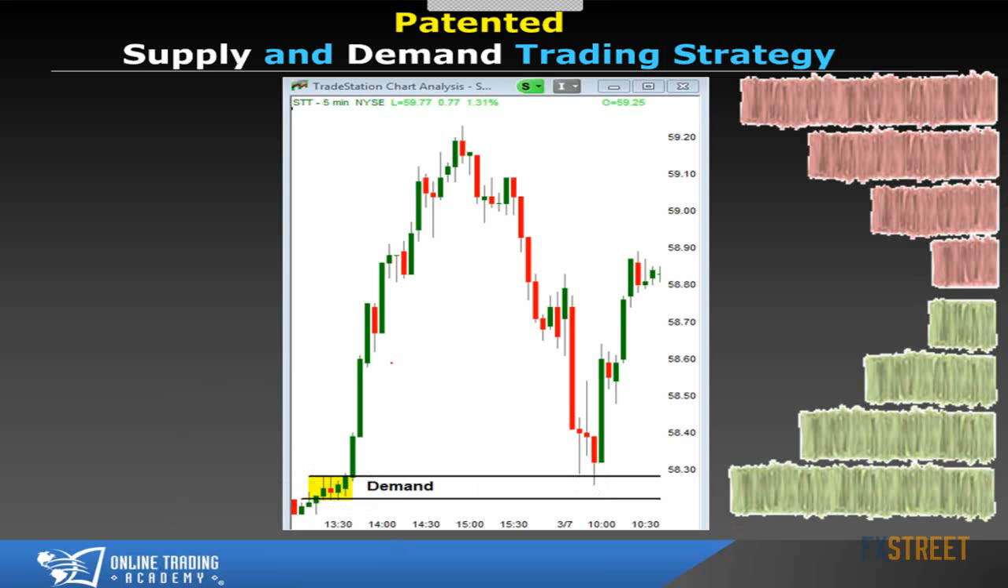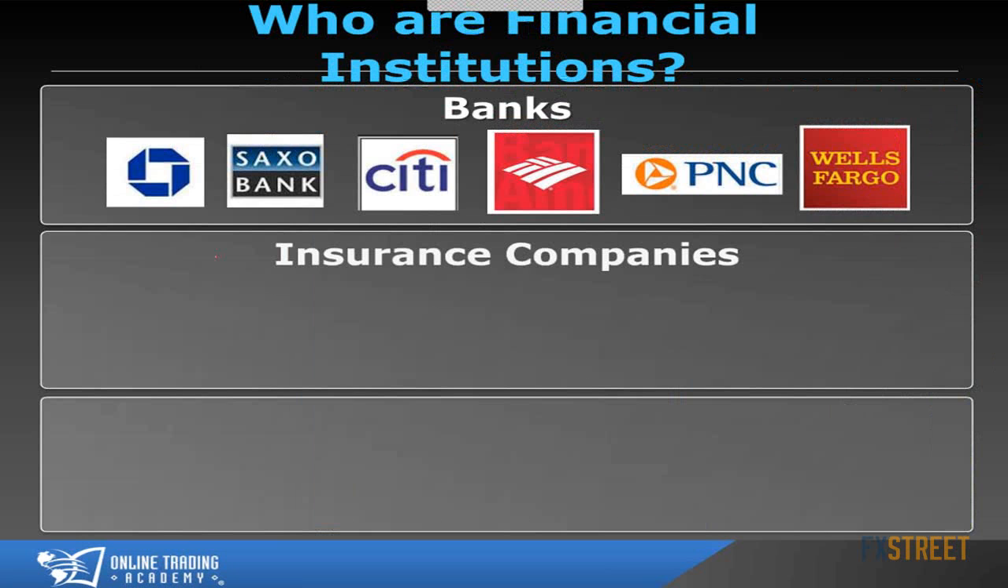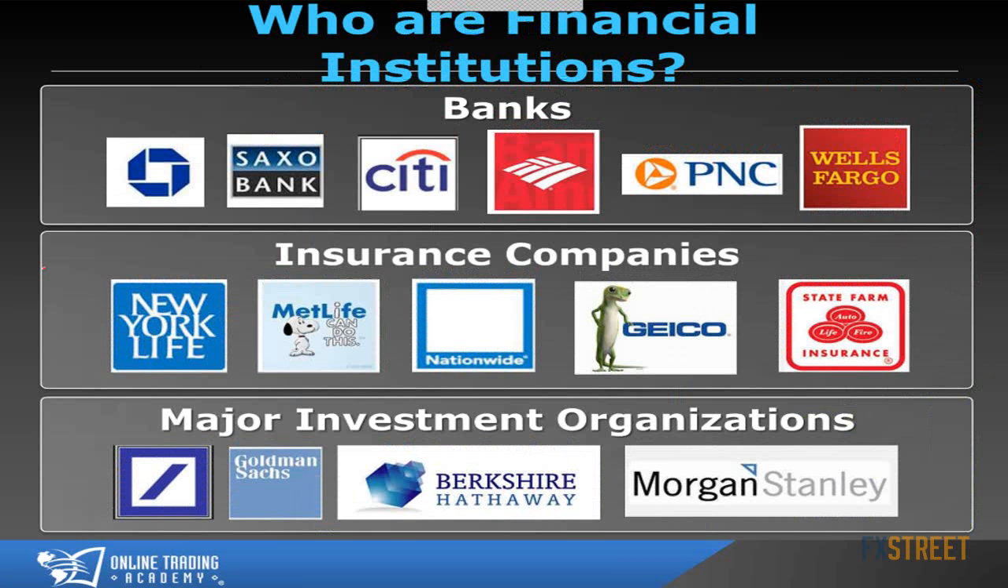happen next? Okay? Now, those institutions we're talking about, by the way. I think we forget who these guys are. Major banks, major insurance companies, major investment organizations. These are the guys, and we can't beat these people, but we can trade like them. They throw a lot of money around in the market.